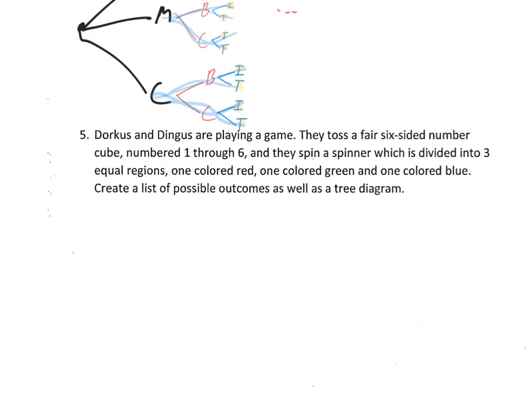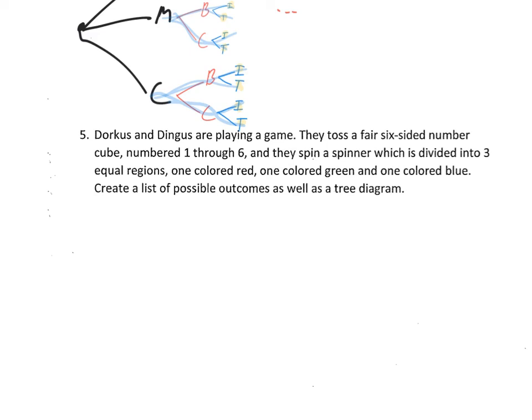Final one, I'm going to read it, and then I hadn't decided yet. I think I'm probably going to leave you alone on this one. It says, Dorcas and Dingus are playing a game. They toss a fair 6-sided number cube numbered 1 through 6, and they spin a spinner, which is divided into 3 equal regions. 1 colored red, 1 colored green, and 1 colored blue. Create a list of possible outcomes as well as a tree diagram.